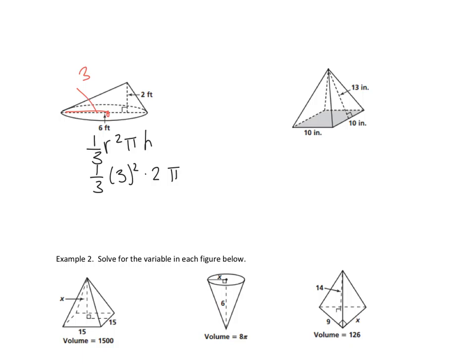So square 3 is 9. 9 divided by 3 is 3. This cancels out to be 3. 3 times 2 is 6. So it's 6 pi feet cubed.